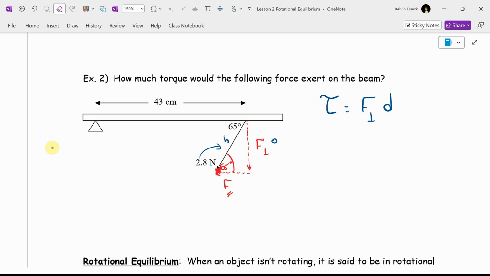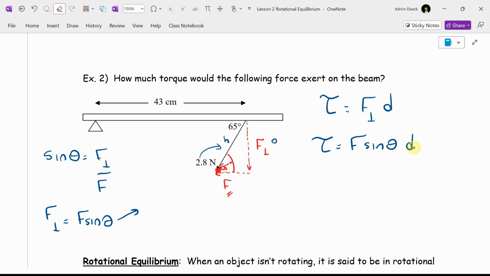If we make a little note over here, if we say sine of theta equals the perpendicular component over the force that they gave you, how would you get F perpendicular by itself? How would you move the F over? Yeah, and we get the perpendicular component equals F sine theta. And if I walk that over here, I'll get F sine theta times distance.